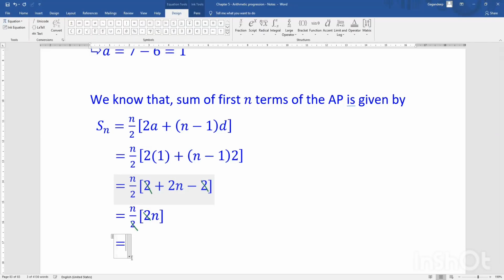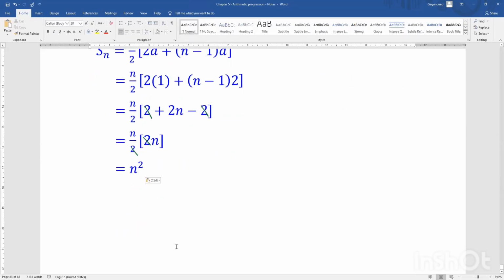Next step, what we can do is I can write it as n into n. N into n is what? N square, right? So we write it as n square. So this is our final answer. Okay. Next, we have the 10th question.